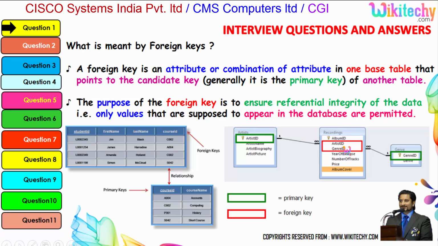You are able to see another example. Artist ID is the primary key, and it is made a foreign key here. Genre ID is the primary key here, and it is made a foreign key here.